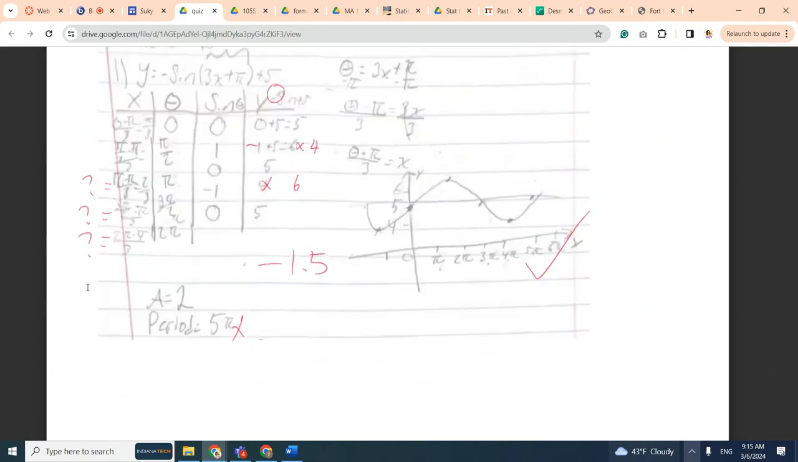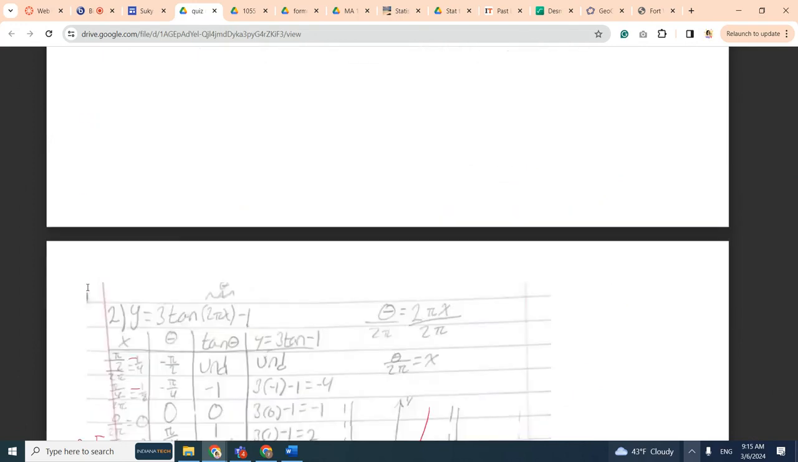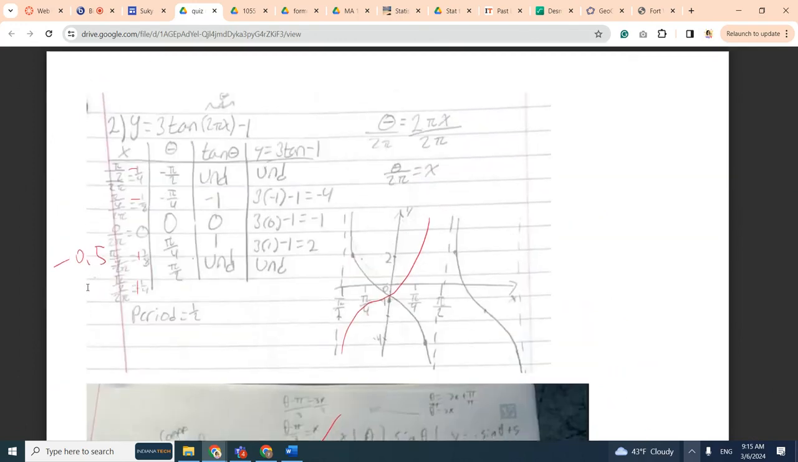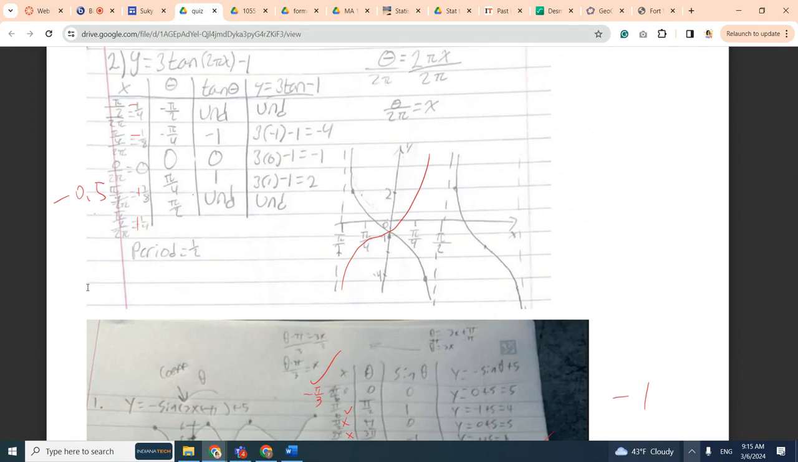And the period is not correct. Okay. So yes, make corrections on your quiz. And if you have questions, please come to see me.